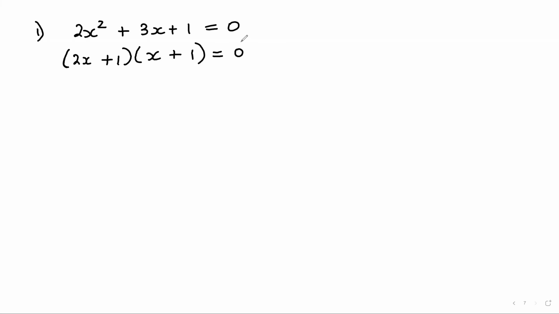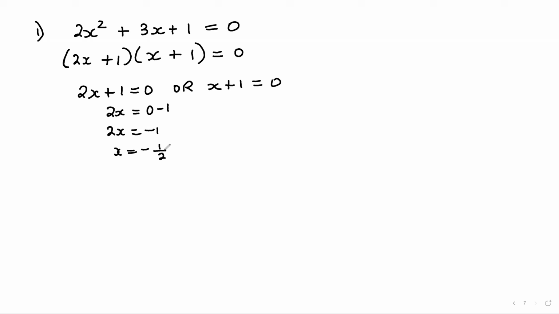Like I told you, if 2x plus 1 by x plus 1 is equal to 0, then either one of those factors has to be equal to 0. So the next step, we'll say 2x plus 1 is equal to 0, or x plus 1 is equal to 0. If 2x plus 1 is equal to 0, I'm going to solve the equation: 2x would be equal to 0 minus 1, which is negative 1, and therefore x would be negative a half, because it'll be minus 1 divided by 2. And on this side, x is equal to 0 minus 1, which makes x equal to minus 1.